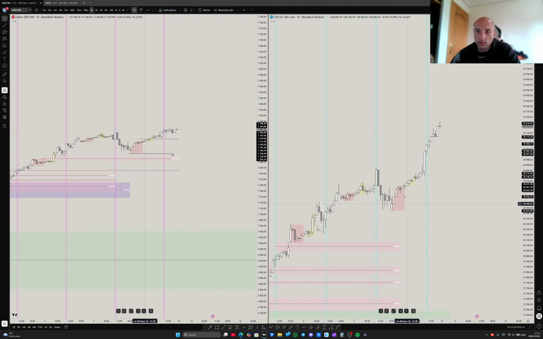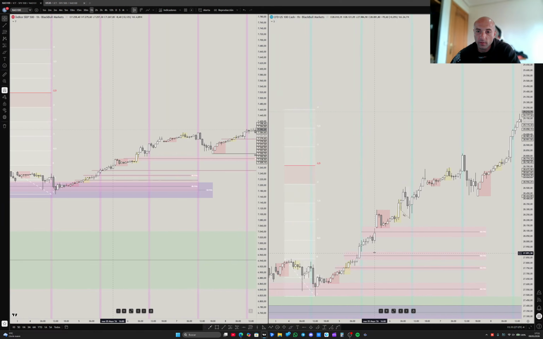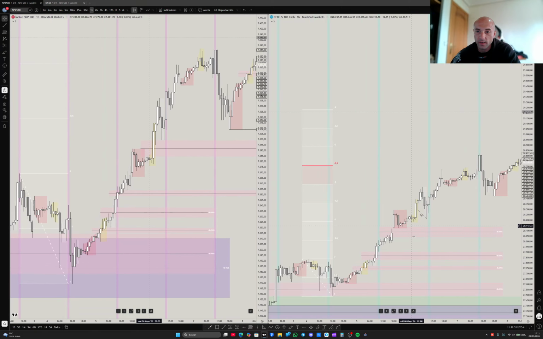So that's everything. Price was moving up all the time, went back down, took a liquidity, made an SMT, as you can see here, right? There it is, SMT.